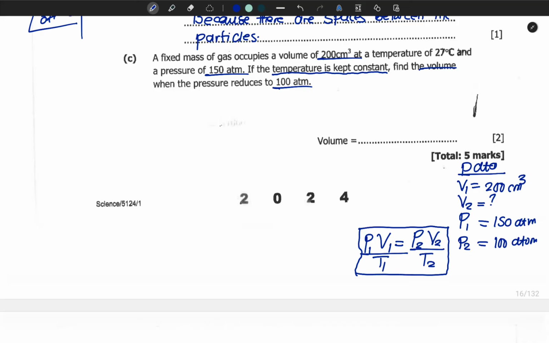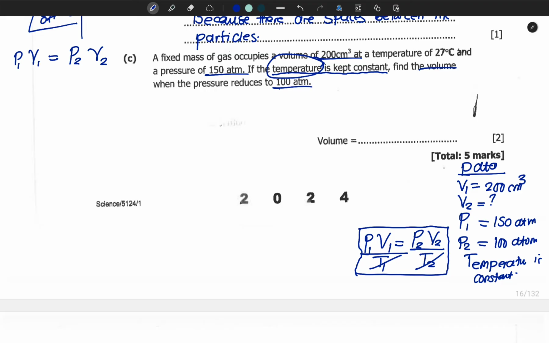So how do you make the formula that you want? You need to look at the factor that was constant. So the factor that was constant is temperature. So I'm going to say temperature is constant. So since temperature is constant, I need to get rid of T from this formula. So I can just cancel the T. When I cancel the T, I'm going to have P1 times V1 equals P2 times V2. So this is the formula that you are supposed to use.